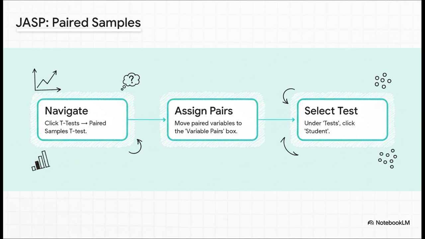This time, instead of just one variable, you'll grab your two related ones, like score before and score after, and move them together into the variable pairs box. Just make sure student is selected. And that's it. JASP pairs them up and does all the heavy lifting for you in a split second.